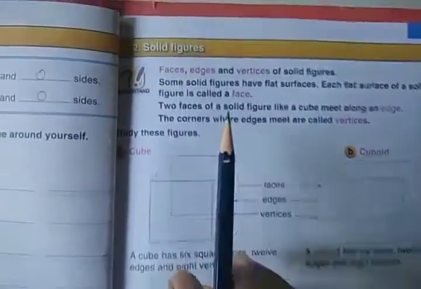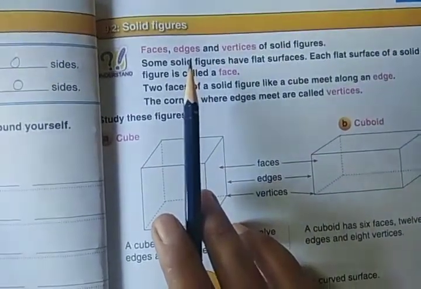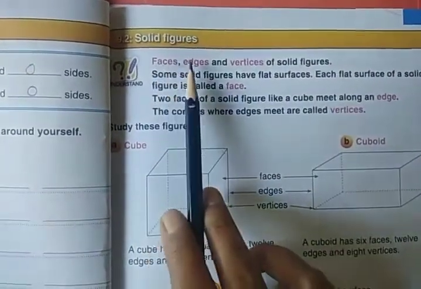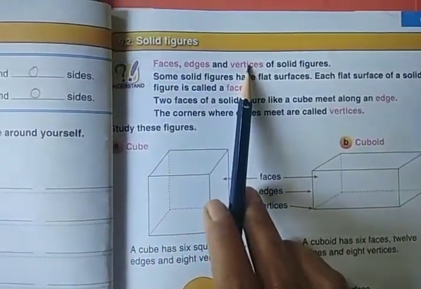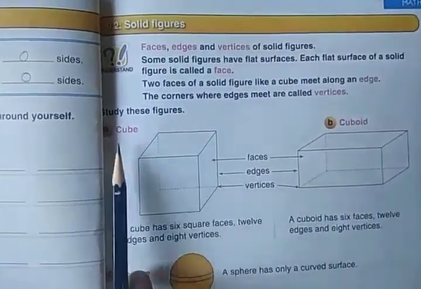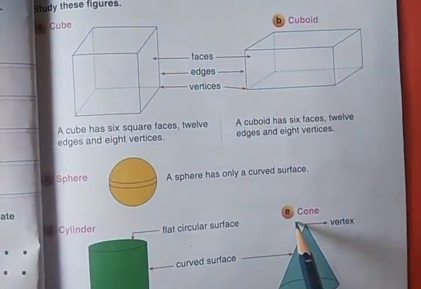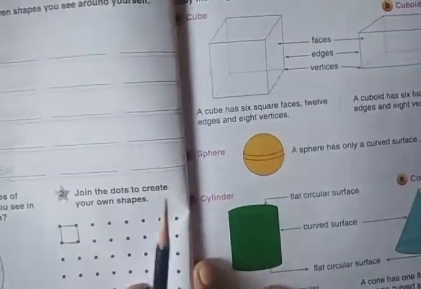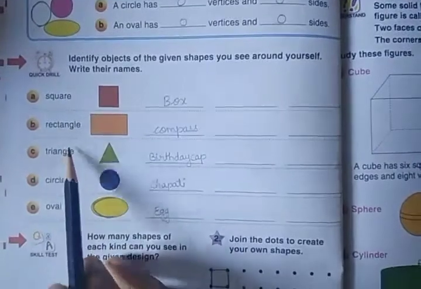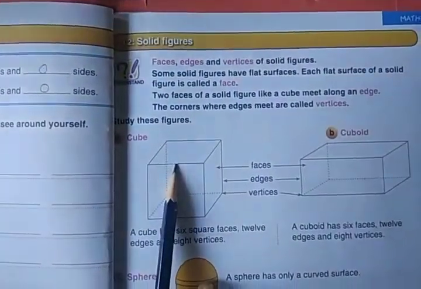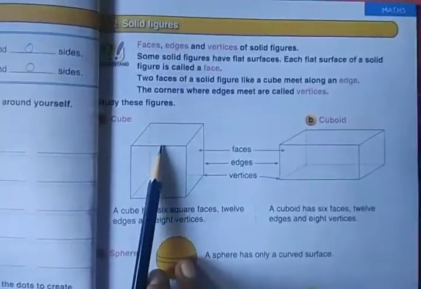And solid figures are three-dimensional figures. Three-dimensional figures mean children, these contain faces, edges and vertices. In solid figures children, cube, cuboid, sphere, cylinder and cone will come. And the two-dimensional figures, that is plane figures, are square, rectangle, triangle, circle and oval. These are two-dimensional plane figures and these are the three-dimensional solid figures. Let's study about these one by one.